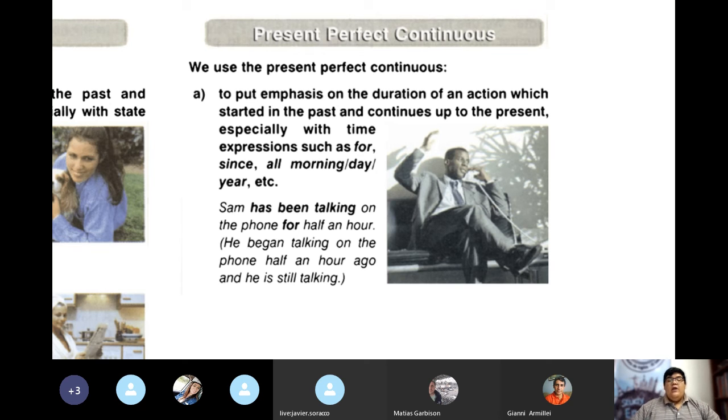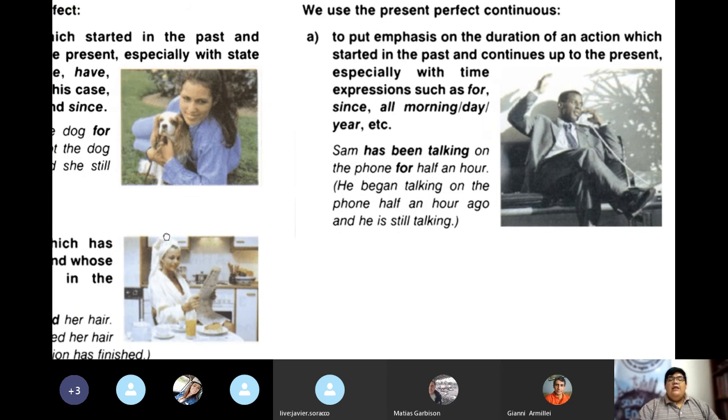Sam has been talking on the phone for half an hour, okay? For half an hour. Or I can say, we have been in quarantine for 10 years, okay? Oh, sorry, not 10 years, 10 days, okay? Or I can say, we have been having this class for an hour and a half. I'm putting emphasis on the duration of the action, okay? That is what you have to bear in mind. The duration of the action is important.